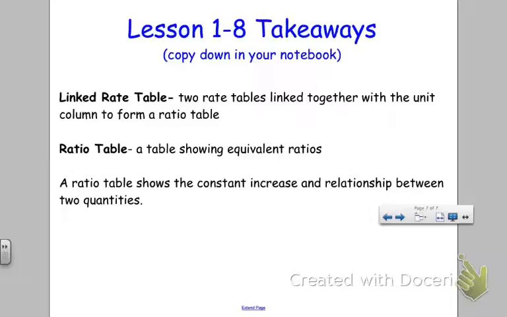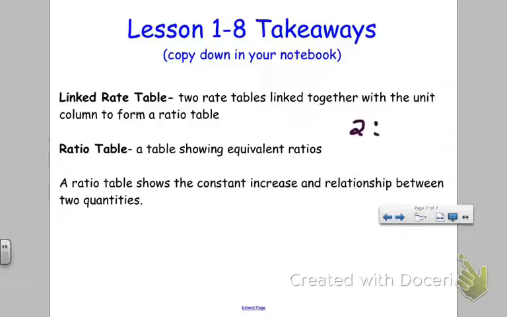Okay, takeaways. First of all, a linked rate table is 2 rate tables that are linked together with the unit column to form a ratio table. A ratio table is a table that shows equivalent ratios. Equivalent means all the ratios are the same. So for example, remember the bananas and oranges?